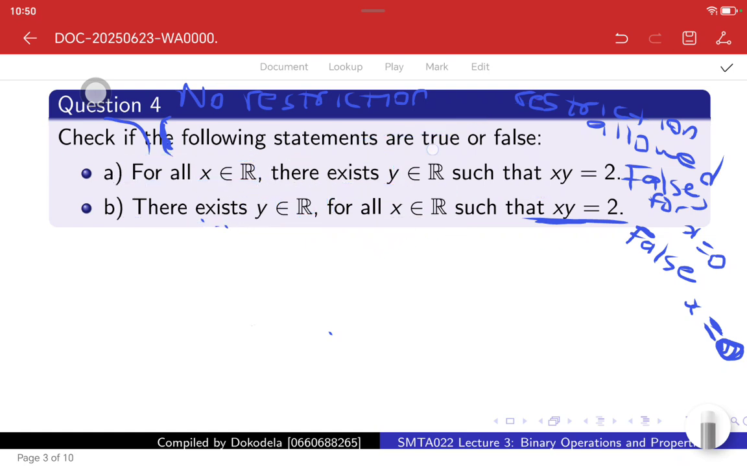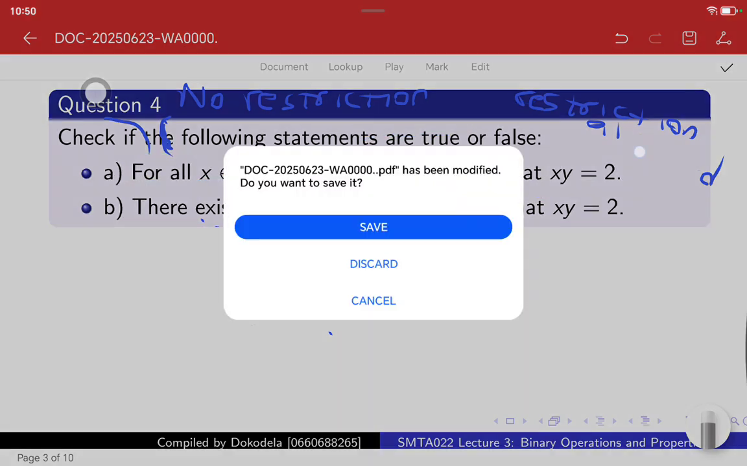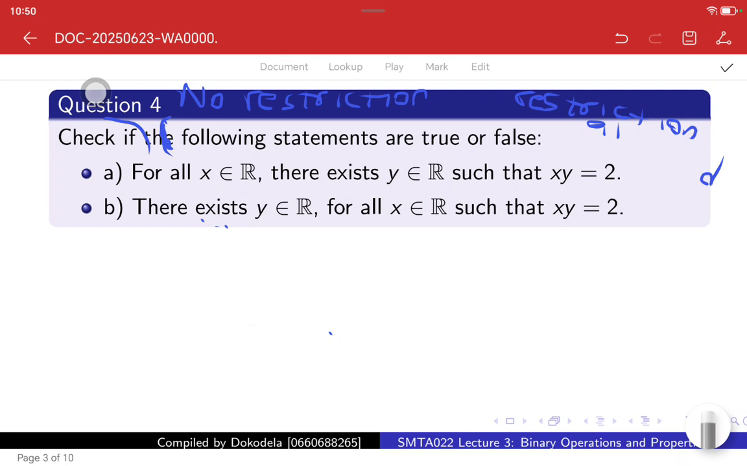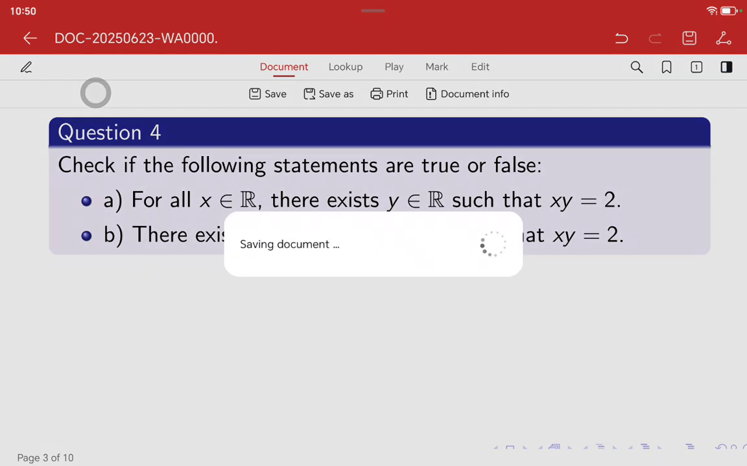So any question? If there's no question, it means that we can close this. Usually I only consider these two, and then we'll look at other ones in the next class.